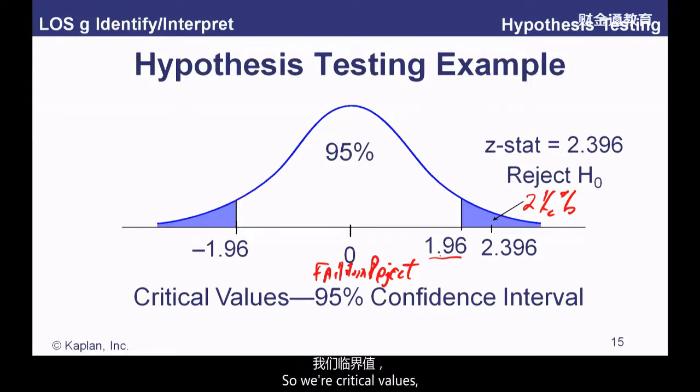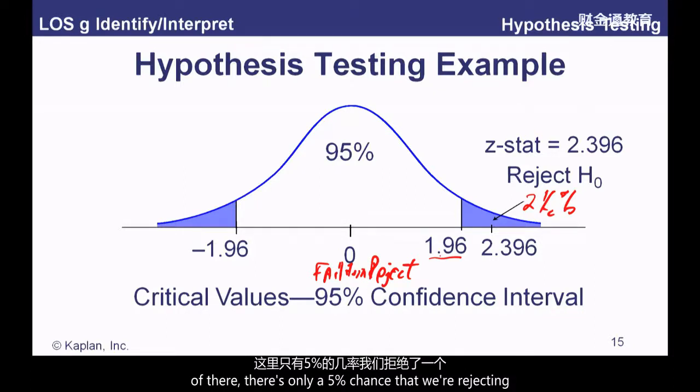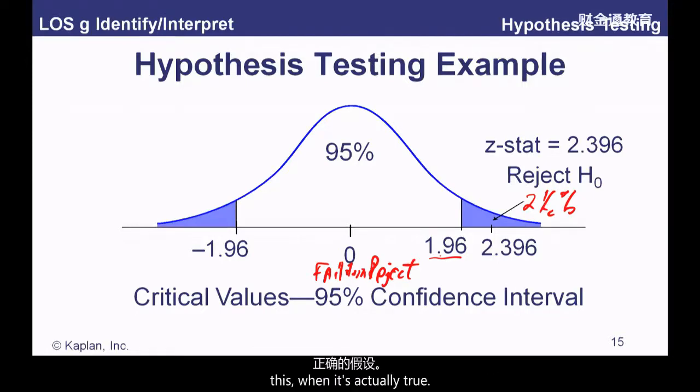So we have critical values, and again, relating them back, that's the same thing. When 95% confidence is in there, if we're outside of there, there's only a 5% chance that we're rejecting this when it's actually true.